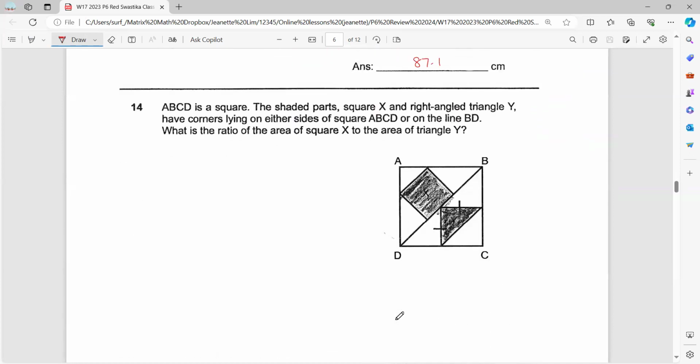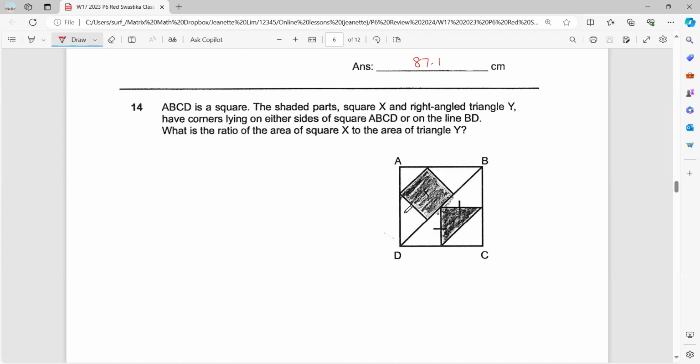Question 14. ABCD is a square, the shaded part is X. Okay, if you can't see, this is X. Then the right angled triangle Y have corners lying on either sides of square ABCD or on line BD. Okay, so the sides are either the sides of X or the corner of this triangle is lying on BD. Okay, what's the ratio of the area of square X to the area of square Y?